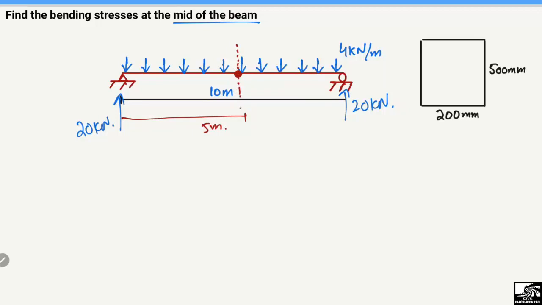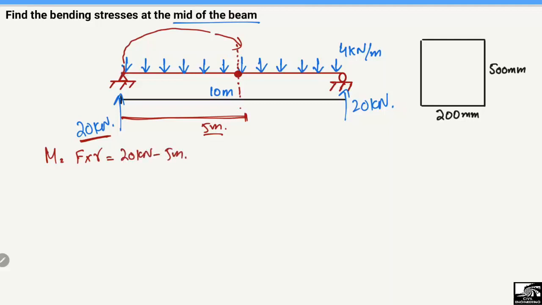So how to find moment? Either we have to draw the shear force and then we can draw the bending moment, or we can simply take that this load 20 kilonewton is acting in this direction, and this is the force and this is the moment arm from this point up to this point, which is 5 meter. So moment will be equal to the force into moment arm, or 20 kilonewton is the force and moment arm is 5 meter.